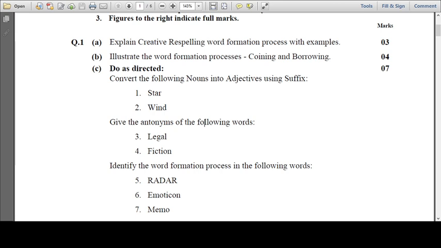Now if you see the examples of borrowing, here in this borrowing, just a second, I am just highlighting the question so you can easily see.